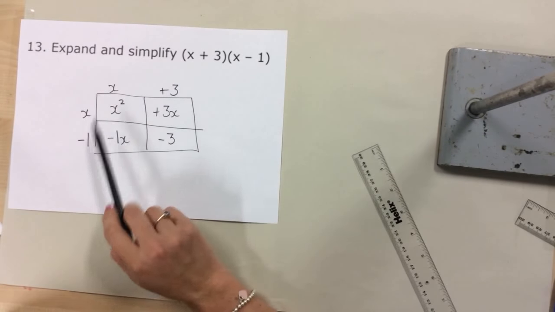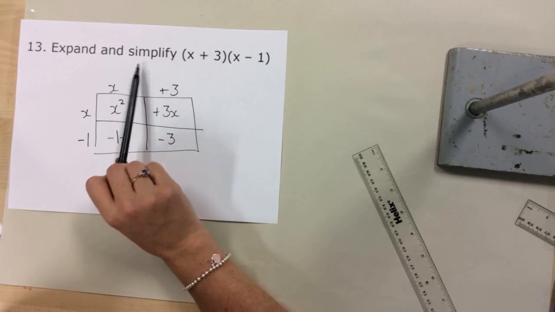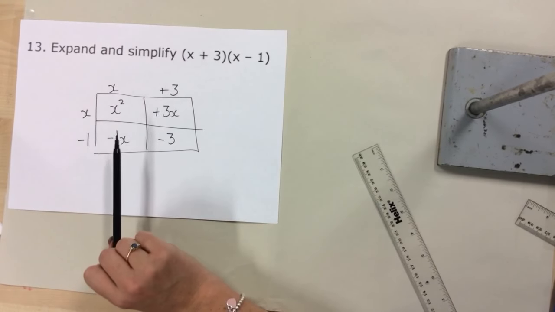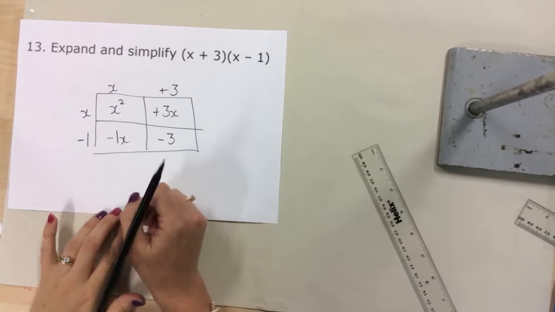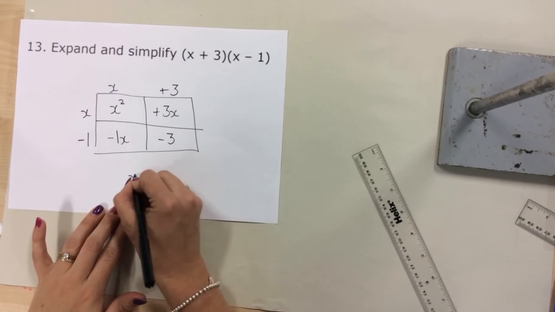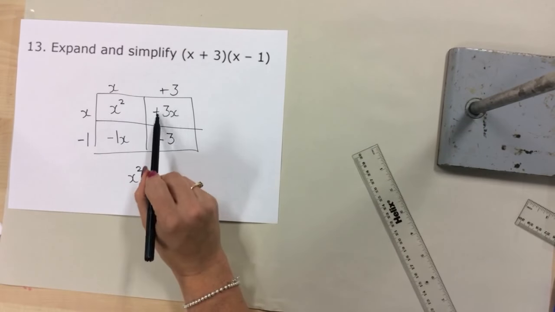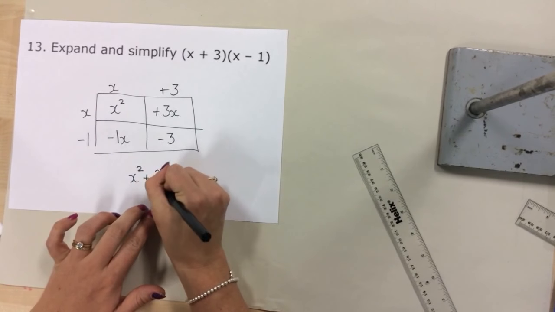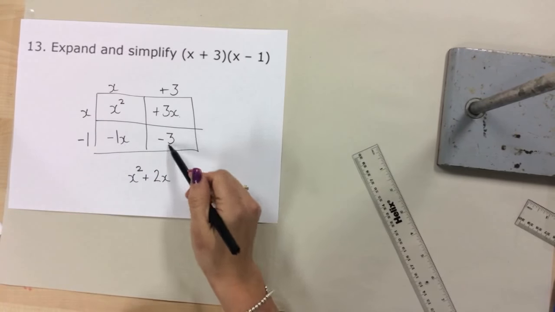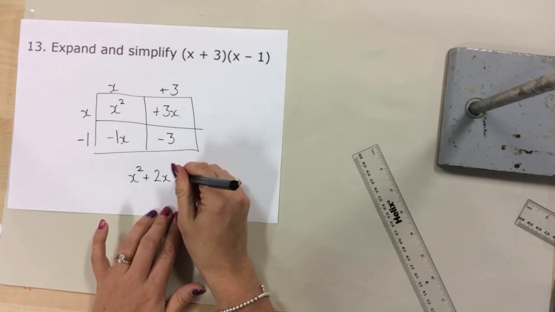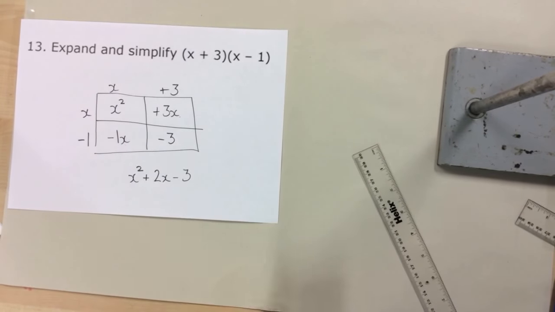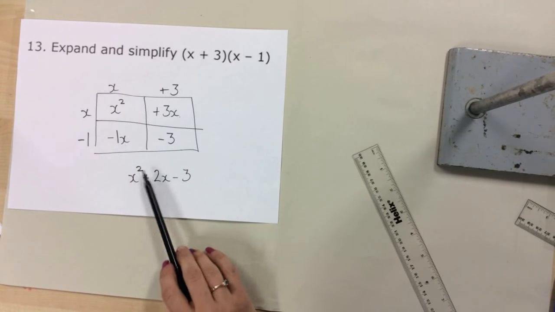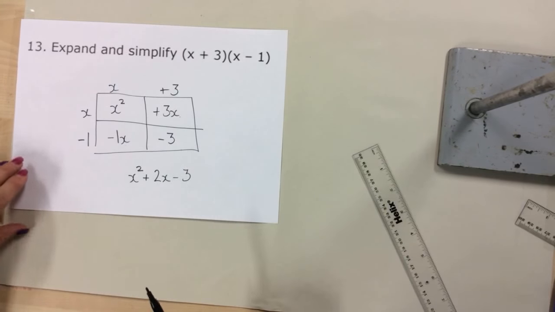So I've got this, but I do need to collect because I need to simplify. So which ones are my like terms? Well, x squared, I haven't got any other x squared, so I can just write that out. I've got positive 3x, and I'm subtracting one of the x's, so that's going to be positive 2x. And then negative 3, I haven't got any other like terms, so it is just negative 3. So your final answer would be x squared plus 2x negative 3.